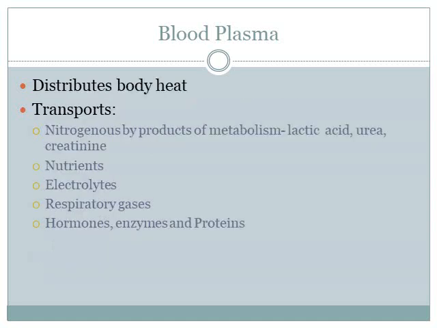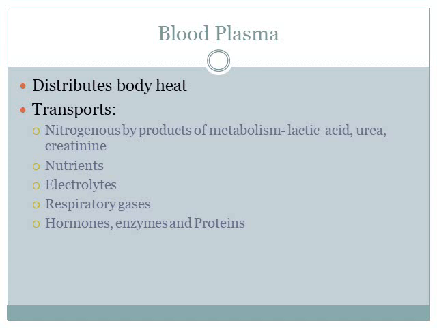The main job of plasma is the distribution of body heat. Obviously, being 90% water, it's highly effective at retaining body heat. Now this is very handy given that 60% of all energy that is produced is just to maintain body temperature. If it wasn't for plasma and the effectiveness of the water in it, then we would have to expend considerably more energy just to stay warm.